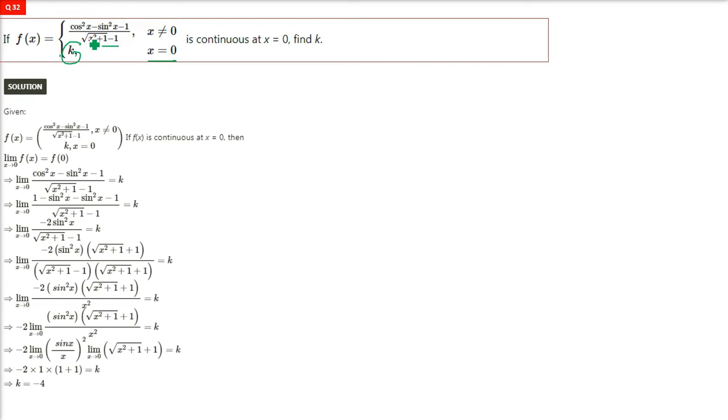All the questions here are for you, because it's all about finding out the limits, nothing else. So continuity is directly related to your limits. First, the numerator: cos square minus sin square minus 1. Now we know that cos square x plus sin square x is always 1, so cos square is 1 minus sin square x. The 1 gets cancelled, and the numerator will be minus 2 sin square x.